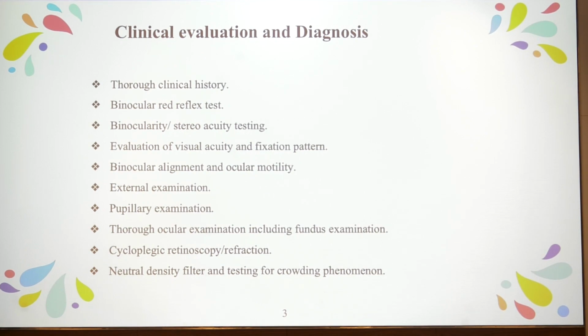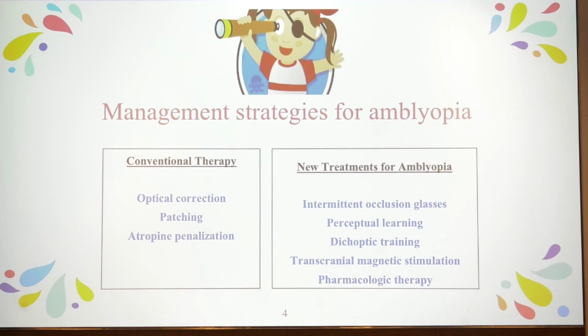Binocularity or stereo acuity testing should be done. The evaluation of visual acuity has already been discussed. Fixation pattern should be seen in all kids. A central steady maintained fixation is essential. And binocular alignment and ocular motility should be tested. External examination and examination for pupil reaction should be done. A thorough ocular examination including the fundus examination and a cycloplegic retinoscopy with neutral density filter testing and testing for crowding phenomena.